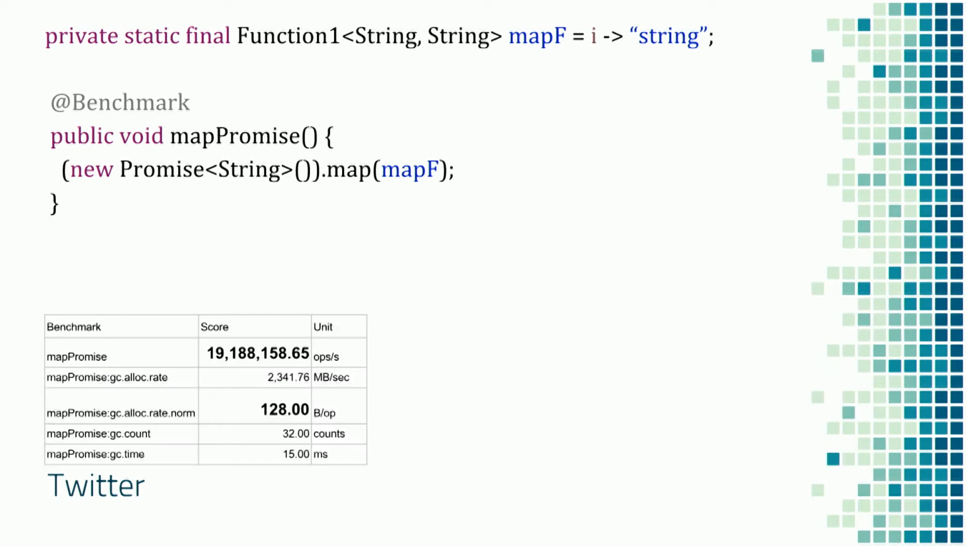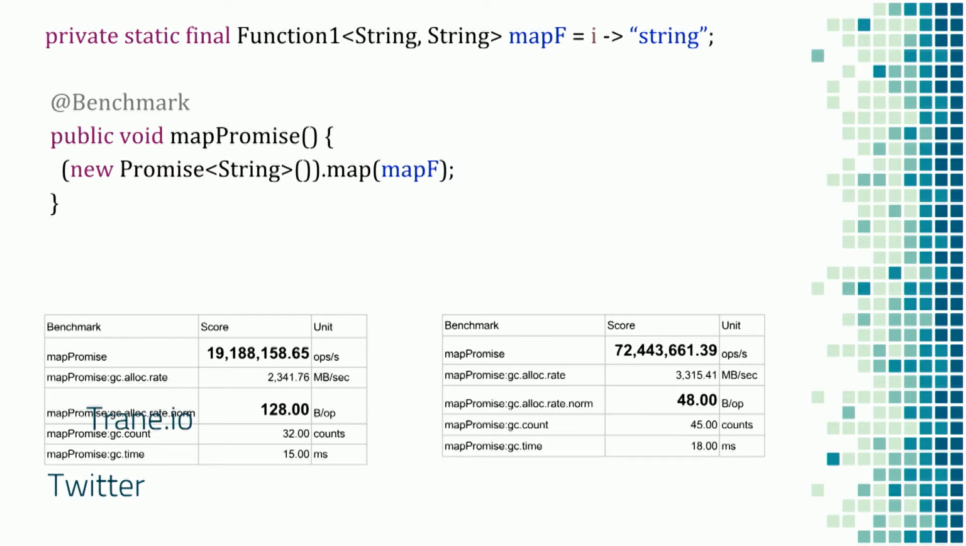And in terms of throughput, it's much faster. The Twitter Future can do 19 million operations per second, and the new implementation can do 72 million operations per second. So it's, I don't know, 3 to 4 times faster.